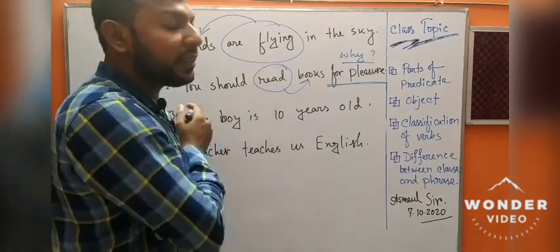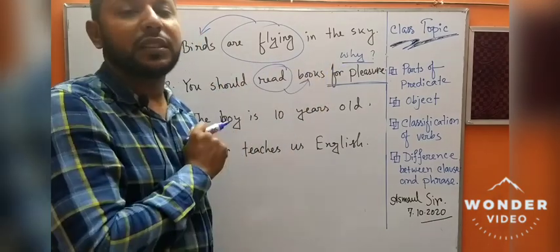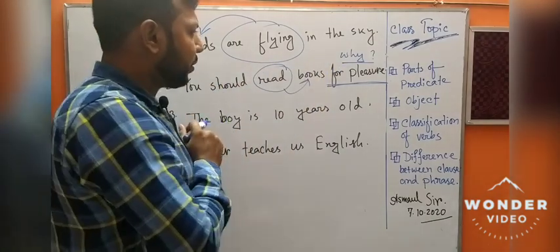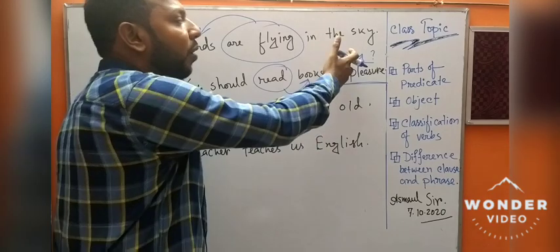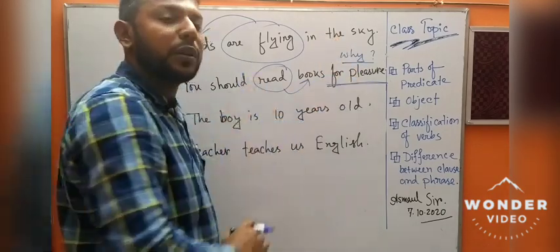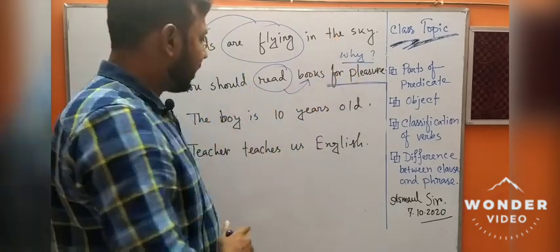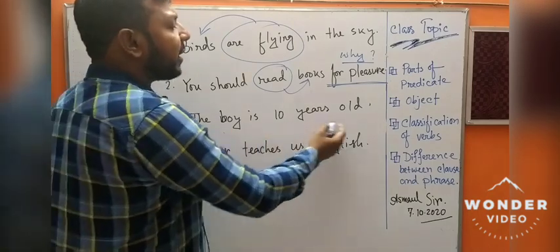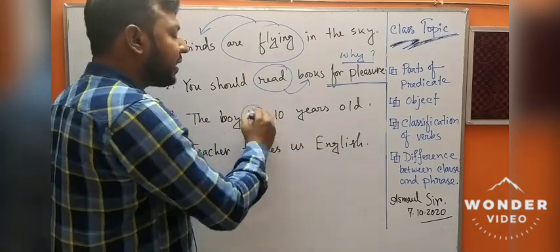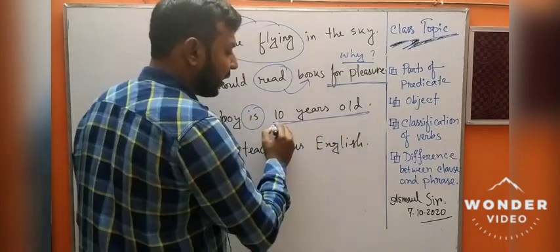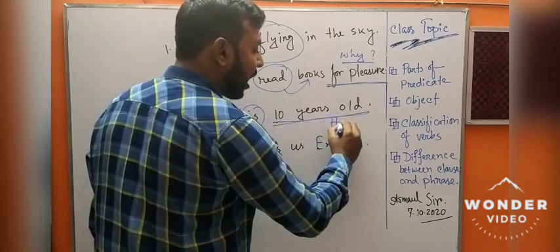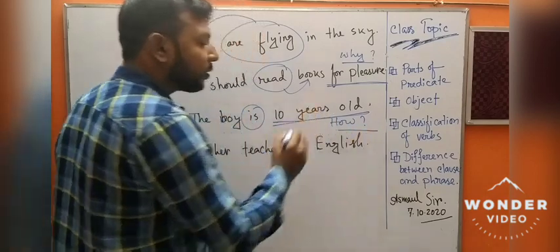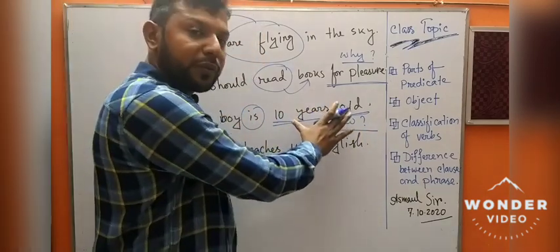Here the verb tells about why we should read books. So if we get the answer of why, then it will be an adjunct. Again, in the third sentence, the boy is 10 years old. Here the verb is and 10 years old covers the question how. So this part is not an object.